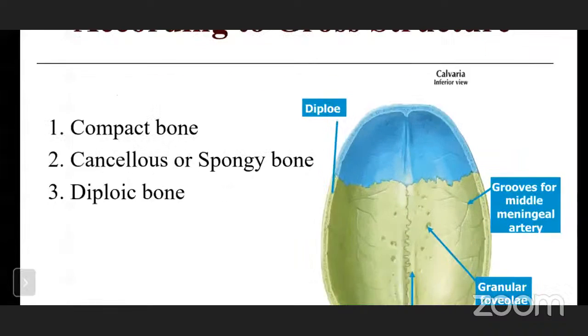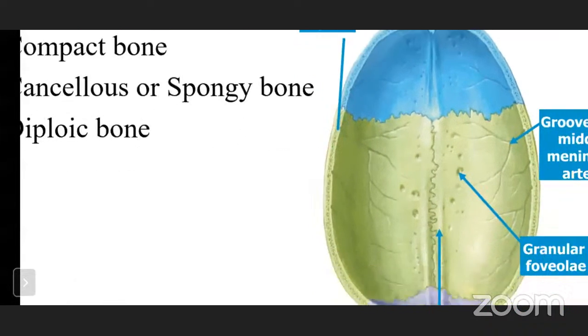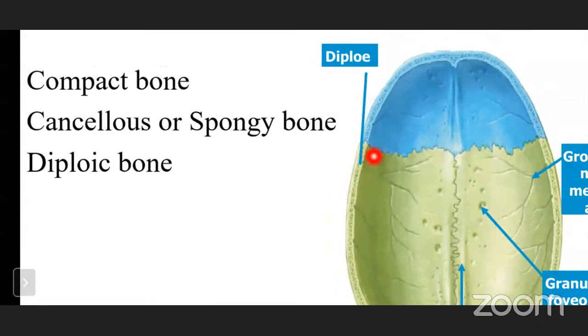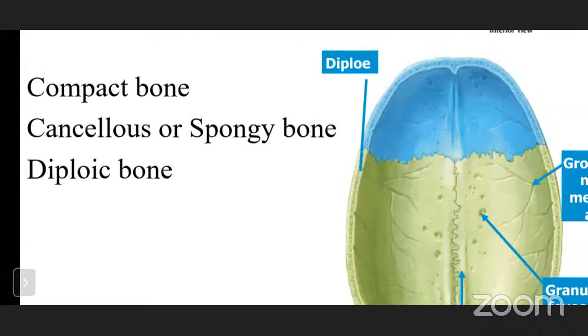For example, here you can see in the skull bones. On the inside there is a compact bone, and outside also there is a compact bone. In between these two layers of compact bone, there is a spongy bone. This is called a diploic bone.